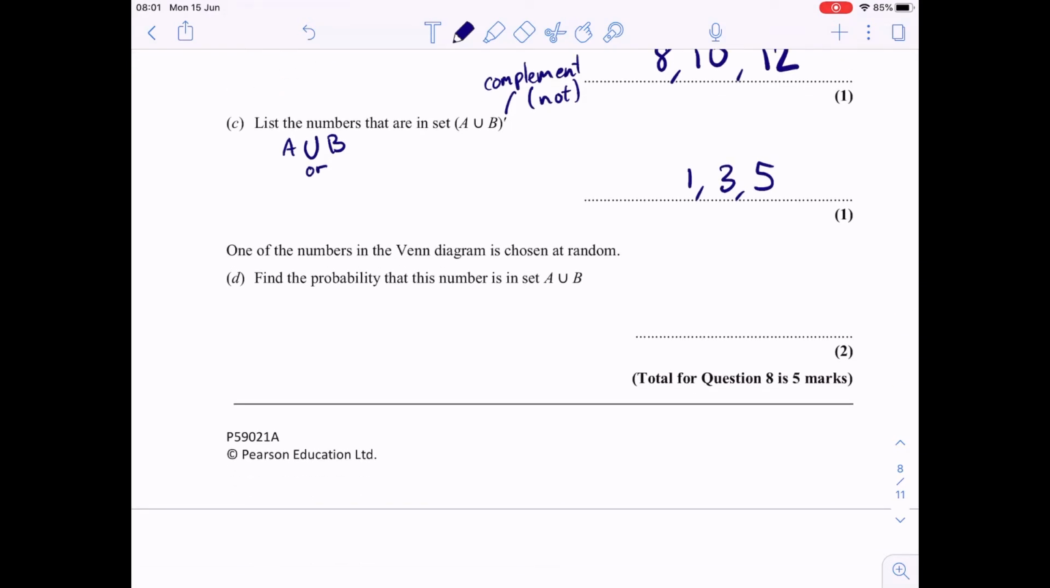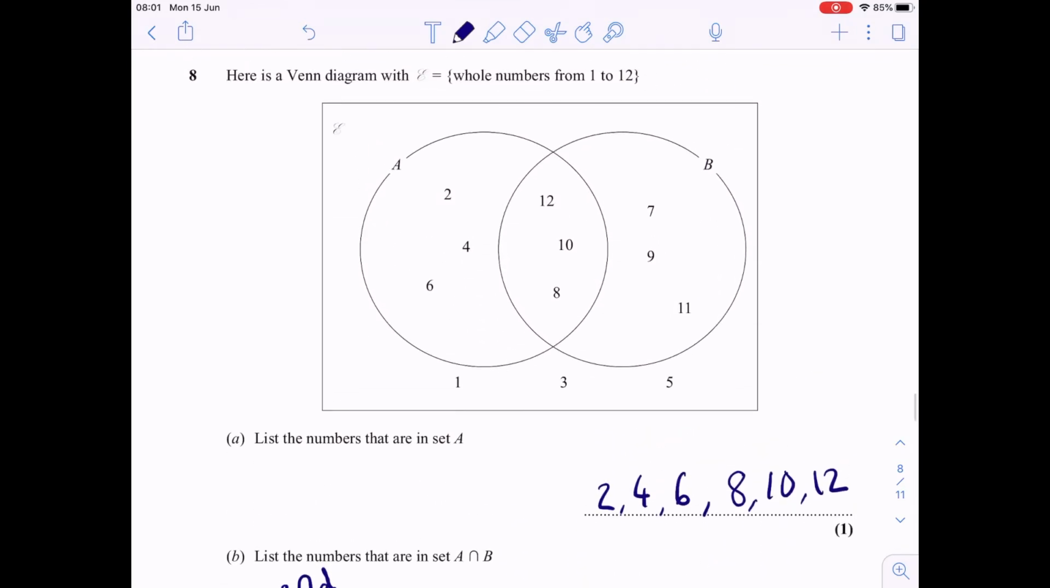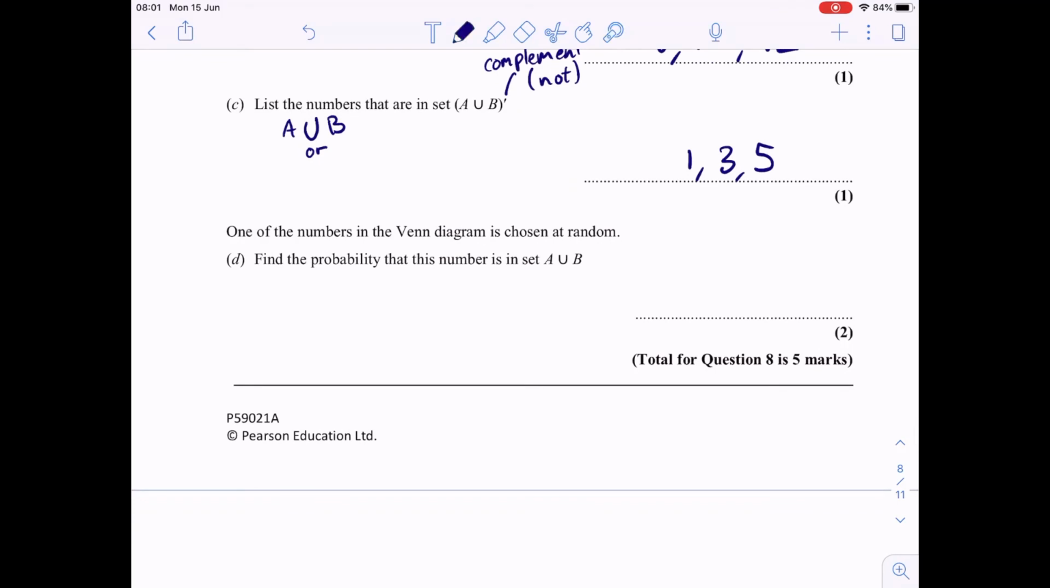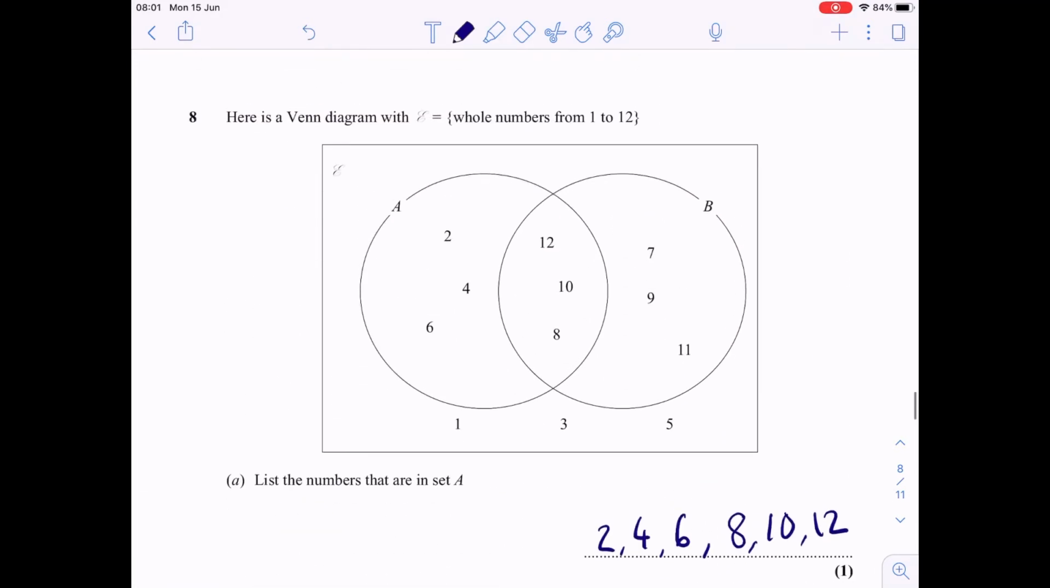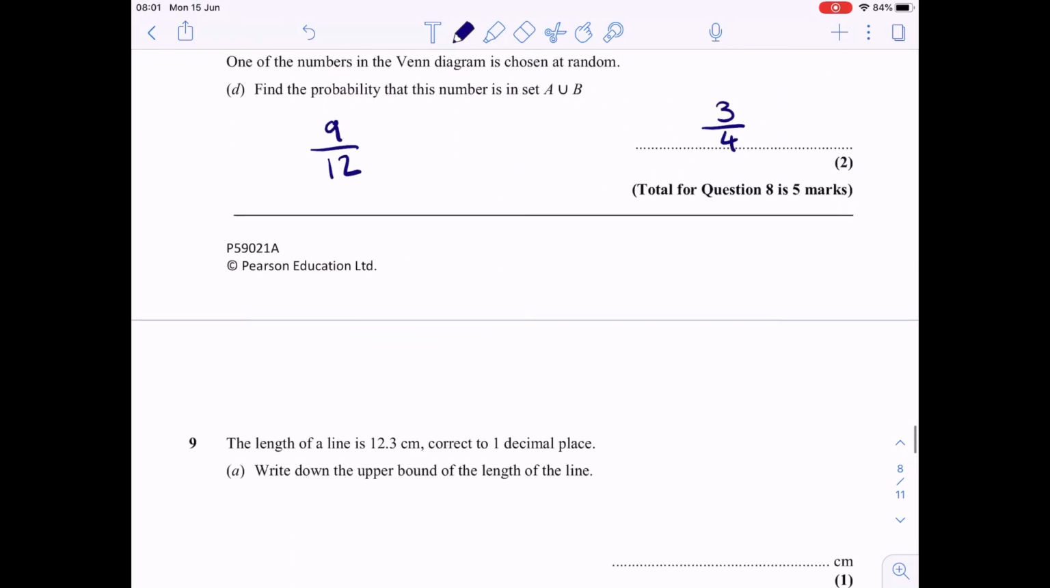And one of the numbers in the Venn diagram is chosen at random. Find the probability that this number is in the set A union B. So we have 12 numbers altogether. And we're looking at the probability that it's one of these 9 numbers in A union B. So that's 9 out of 12. Now really I should simplify this, and this does simplify nicely down to 3/4. Okay, so we've got 9 possibilities out of 12 in total. There are 12 numbers in total in this Venn diagram.